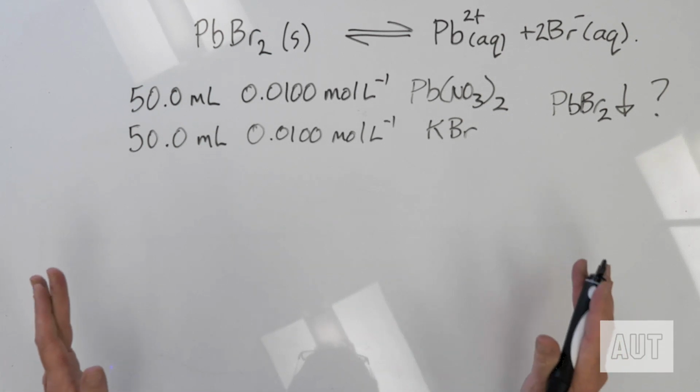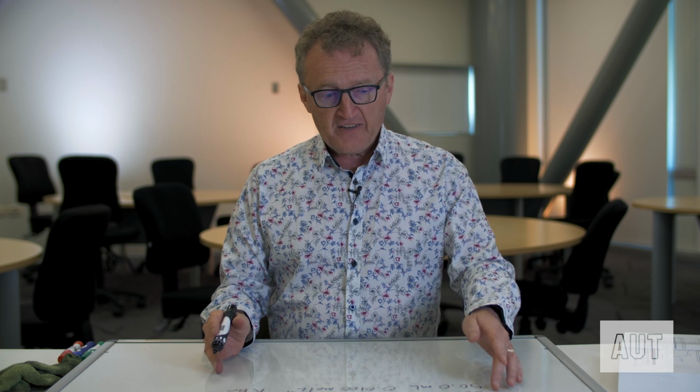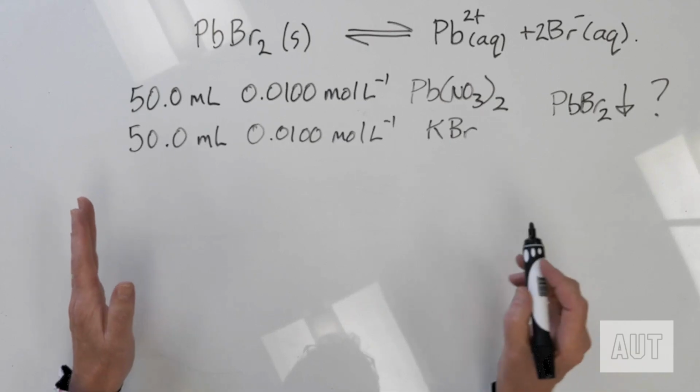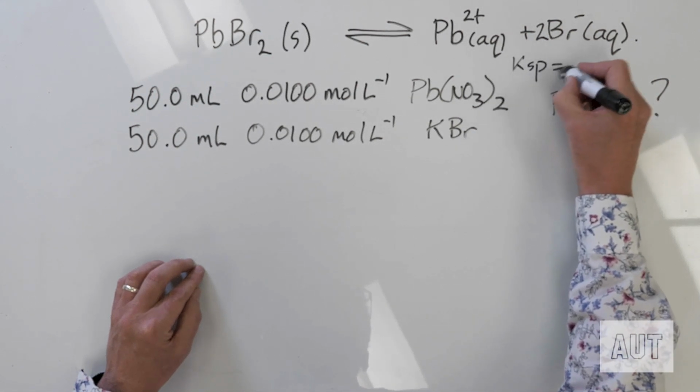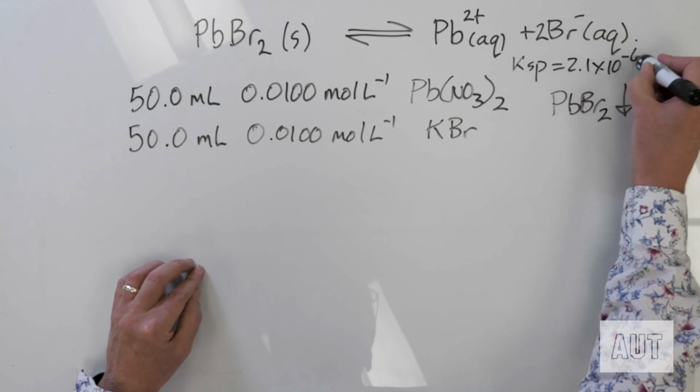So how do we go about figuring this out? We need to evaluate the value of Qsp under these conditions and compare it with our value of Ksp, which in this case is 2.1 times 10 to the power of negative 6. Again it turns into another stoichiometry problem. We need to know the number of moles of lead and the number of moles of bromide, then their concentrations, and then calculate Q. So let's go ahead and do that.